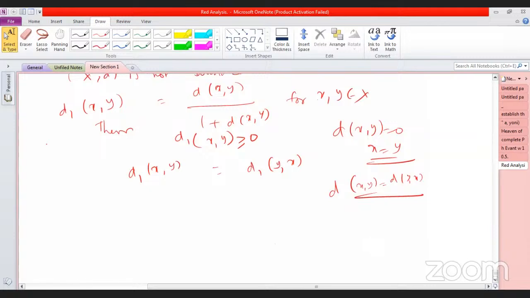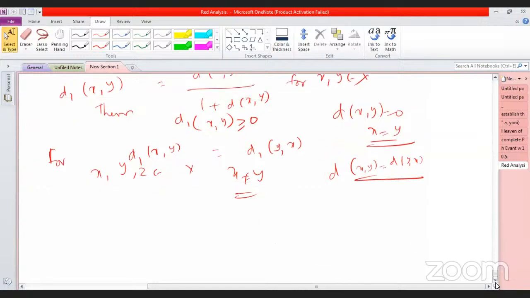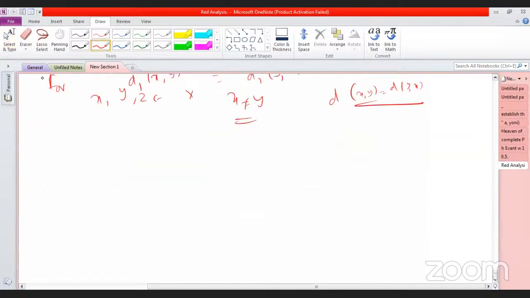So therefore we are writing here, for x comma y comma z belonging to X. I am not taking x not equal to y here. We are taking d1 of x comma z plus d1 of z comma y. What is the value? Is it d1 of x comma y? Am I correct? d1 of x comma z plus d of z comma y is greater than or equal to d of x comma y. Am I correct? That's right.